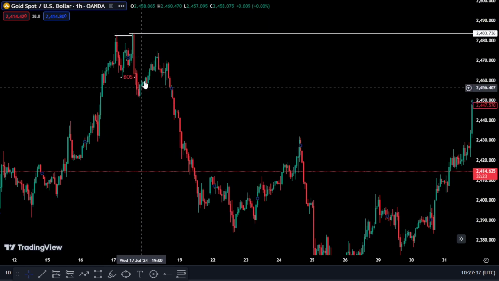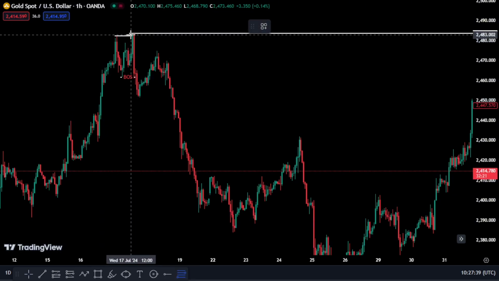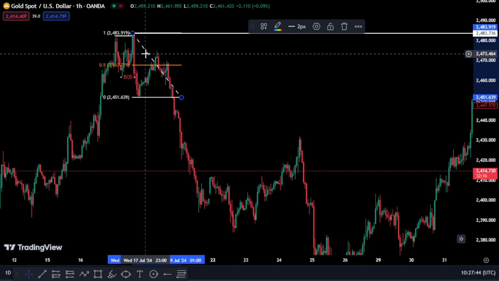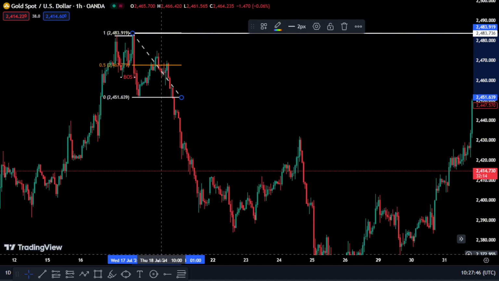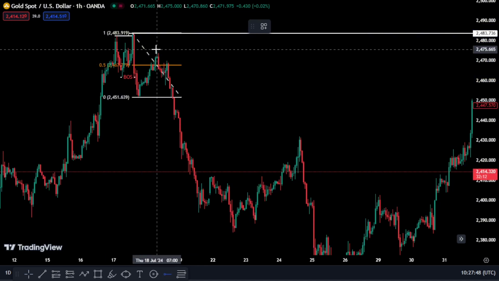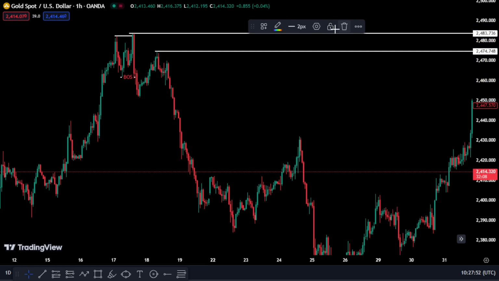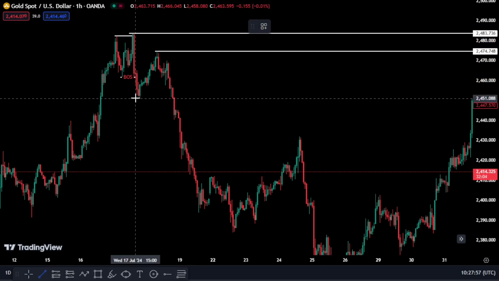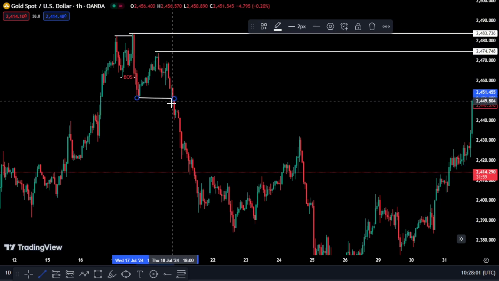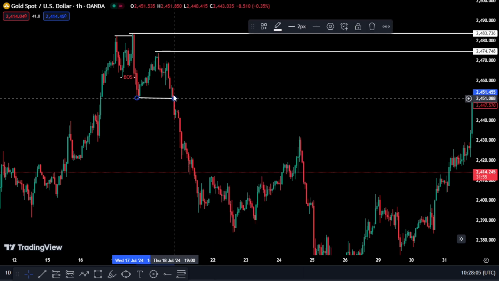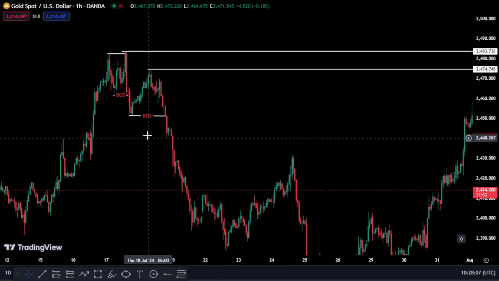And then there must be a pullback. You pick your Fibonacci from the high to the low. You see that this is more than 50%, and that provides structural liquidity, and the market will come back to take it. So then we have a second break of structure.